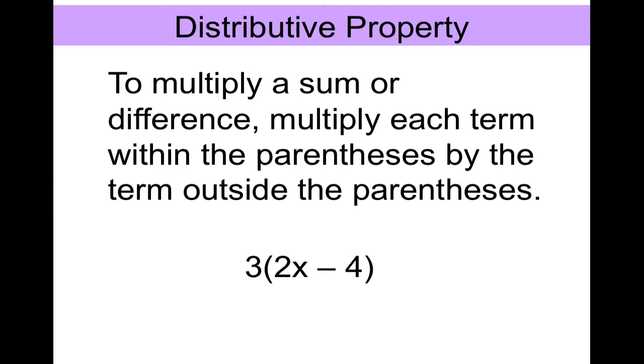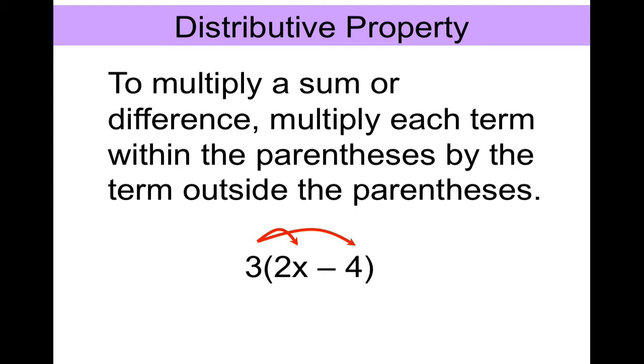This example says 3 times the quantity of 2x minus 4. Inside the parentheses is a difference. To multiply by 3, we're going to distribute the 3 towards each term. There's 2 terms inside the parentheses, right? There's 2x, and then there's negative 4. So first we do 3 times 2x.